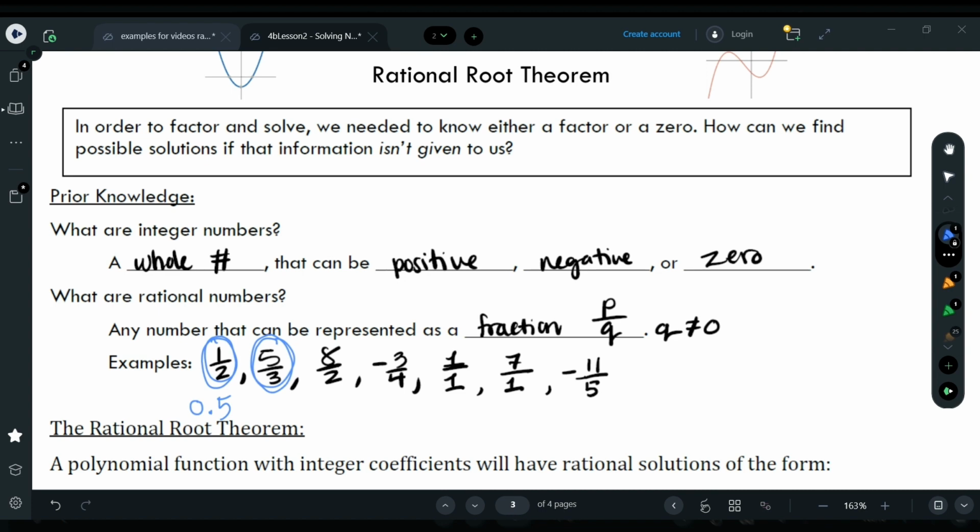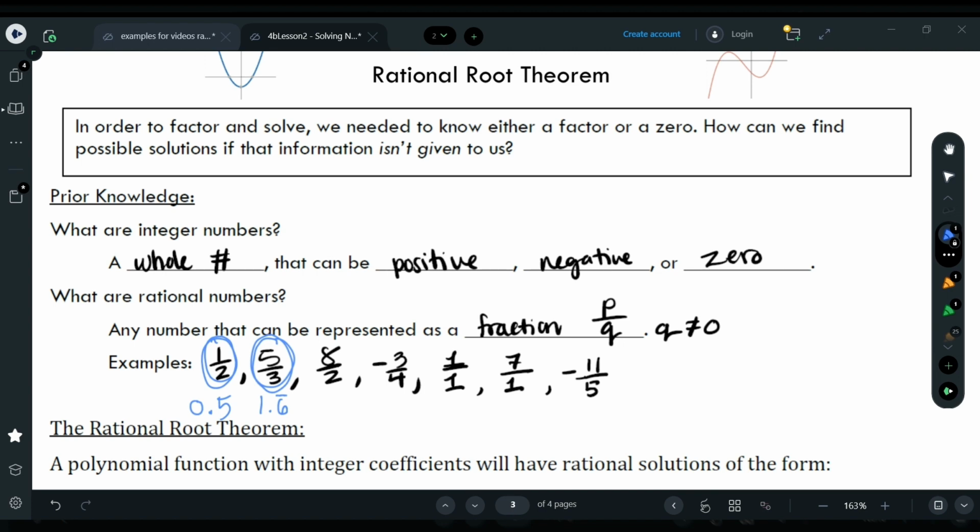This one right here, 5 over 3, that's going to give us 1.6, where the 6 is just repeating forever. That's also a rational number. So a decimal value is considered a rational number as long as either the decimal value ends, so here with 0.5, it just stops at the 5, or if that decimal value just repeats. So 1.6 and the 6 is going forever. That's a repeated decimal. That's also a rational number.